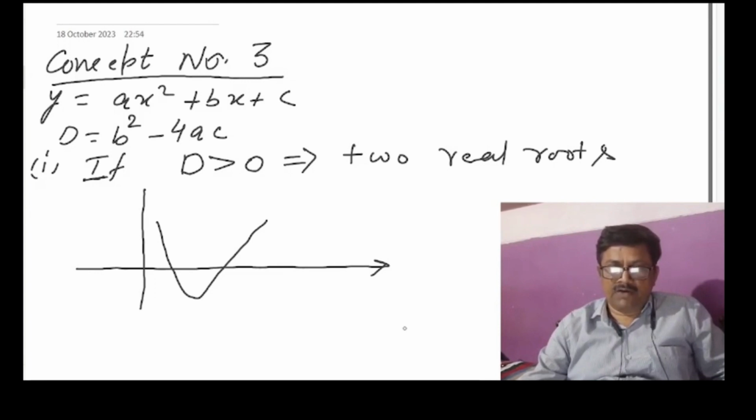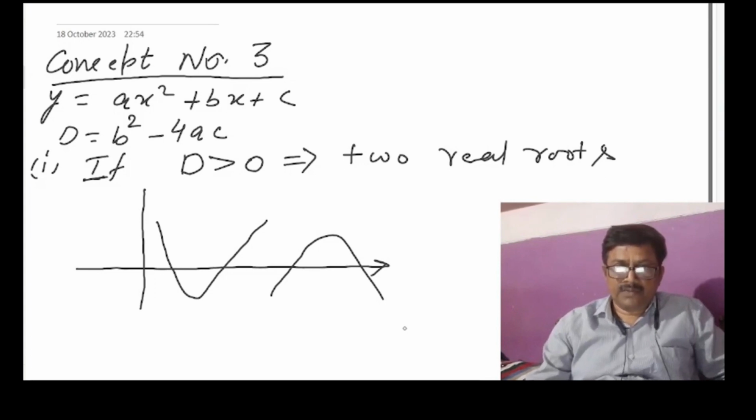If the discriminant of any quadratic is greater than 0, there are two real roots, meaning for two values of x, y will be 0, the quadratic will be 0. So the graph will cut at 2 points. Opening may be upward, opening may be downward, because here we don't know what a is, whether a is positive or negative. I am only discussing the discriminant, not a. So opening may be upward or downward.